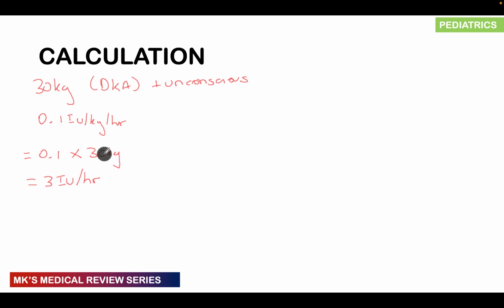Now remember, when their blood glucose falls to less than 12 millimoles, we're going to halve the dose. So instead of giving 0.1, we're going to give 0.05 international units per kg per hour. If we calculate how much insulin this patient is going to receive, we say 0.05 multiplied by 30, which gives us roughly 1.5.